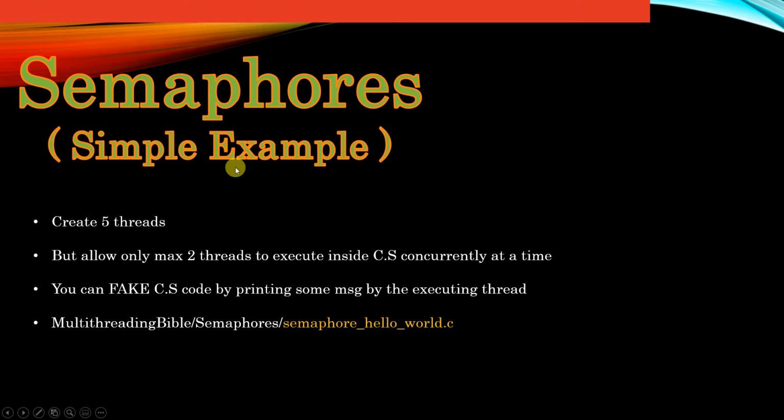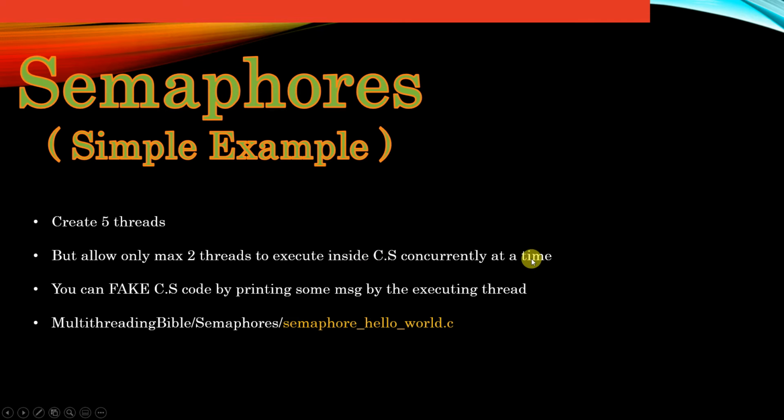So guys, now let us write a very simple example which demonstrates the use of semaphores. In this example, we are going to create 5 threads, and out of these 5 threads, using a semaphore, we need to restrict only 2 threads to execute inside the critical section, right? The rest of the 3 threads must wait outside the critical section and must enter into the critical section only when the executing thread inside the critical section actually leaves the critical section, right?